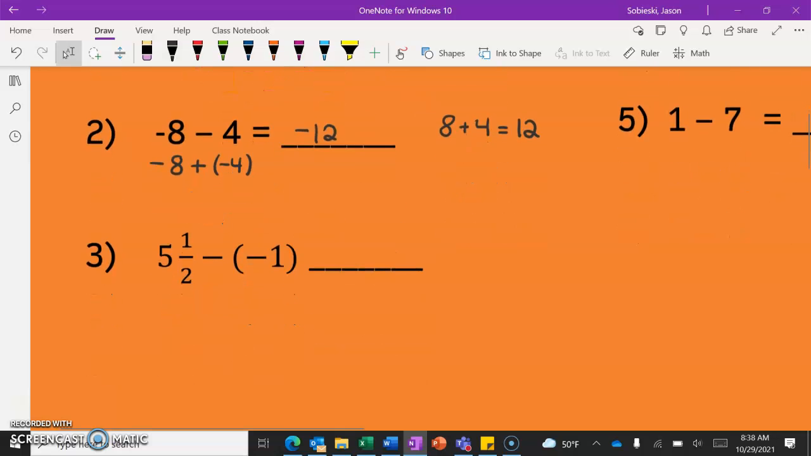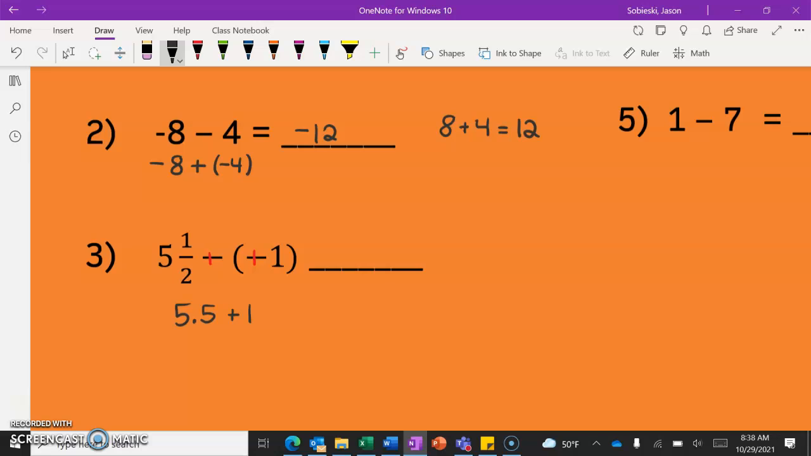All right, number 3. So 5 1/2 minus negative 1. If we want to switch this into an addition problem, we can do our little trick, right? Minus a negative really is just plus a positive. And you could get that from doing keep, change, opposite as well. I'm going to switch 5 1/2 into a decimal. So 5.5 plus 1.